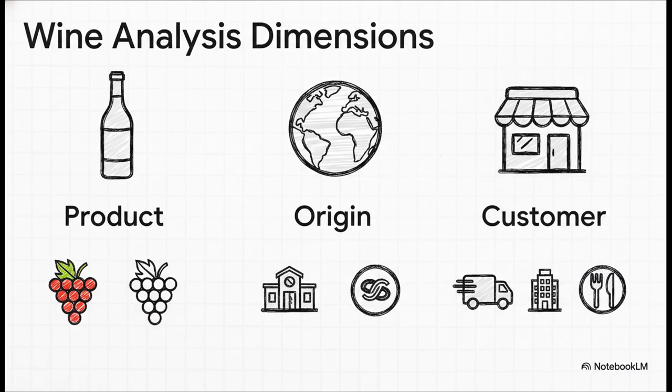For anything related to the product, they could tag the color and type. For origin, they could tag it as Old World or New World, and then get even more specific with country and brand. And for the customer, they tagged the sales channel, getting super granular with terms like on-trade for restaurants and bars versus off-trade for retail stores.